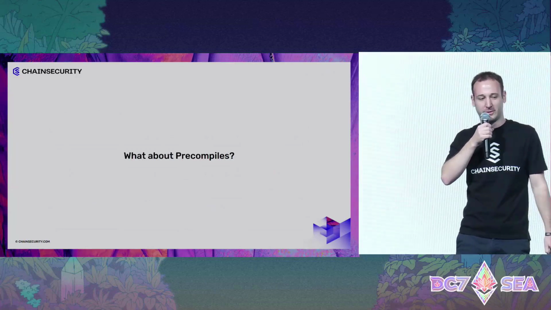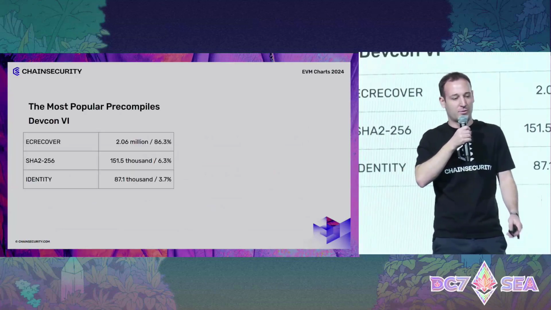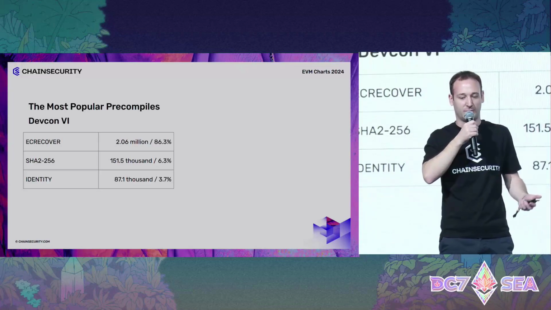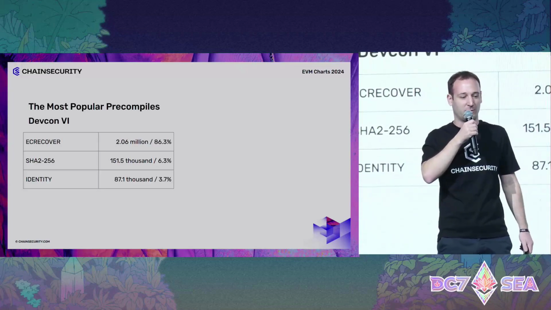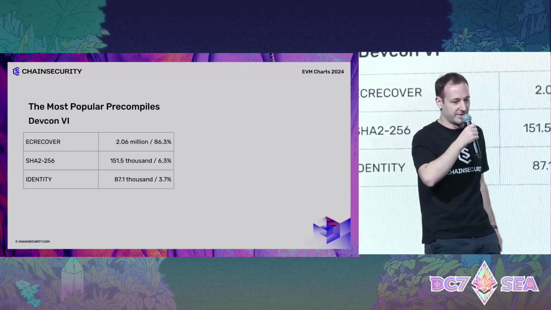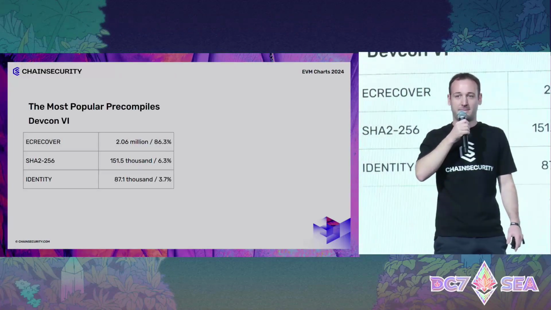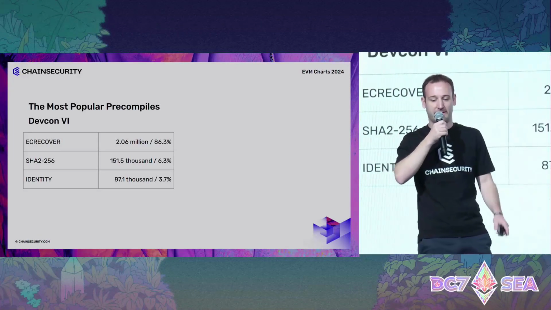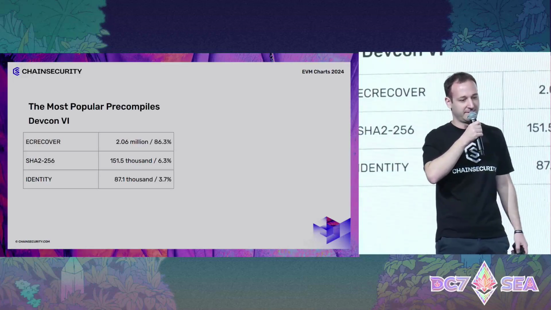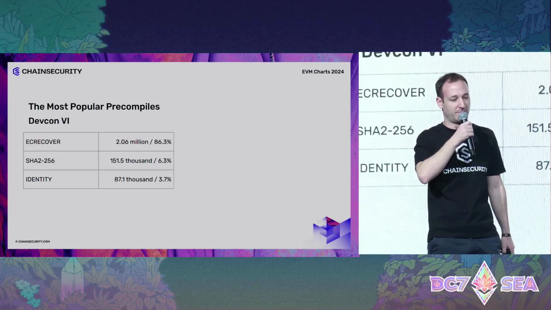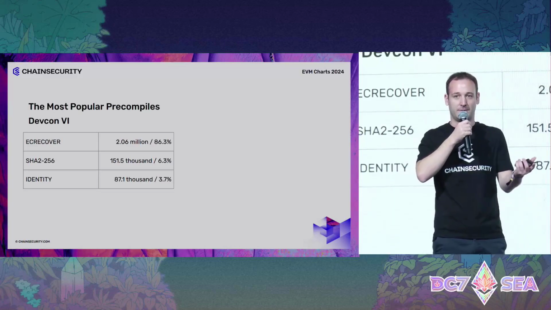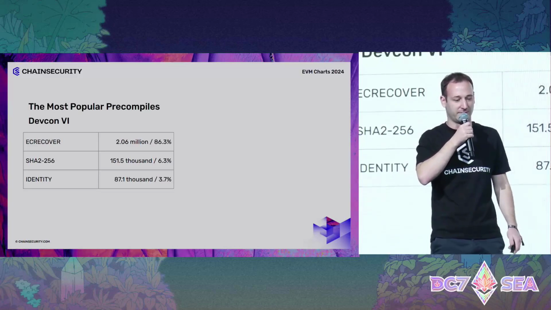Now, what about precompiles? Prior to Devcon 6, ecrecover was by far the most heavily used precompile. It was mainly used by OpenSea's Seaport contract for signature verification. Keep in mind that we only have 11 million EVM transactions in our data set, so 2 million uses is quite a lot. For SHA-256, the heaviest user was the ETH2 deposit contract. And identity, which is mainly used in Vyper for memory operations.